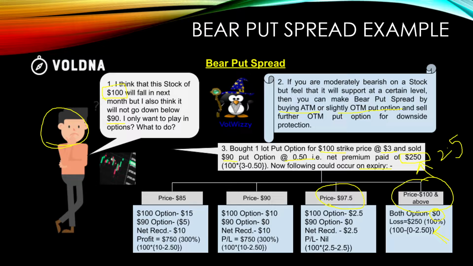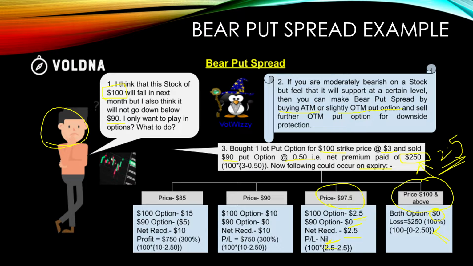I have taken $97.5 because he paid a net premium of $2.5, so $97.5 would be his break even point. At this point the $100 put option will expire at $2.5 and the $90 put option will expire at $0. So he will net receive $2.5 and his profit and loss will be nil.